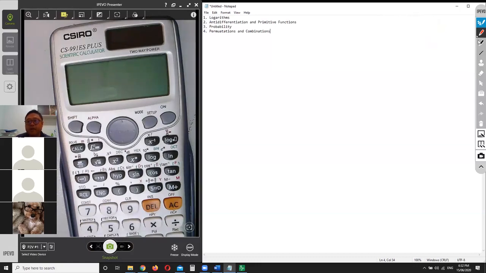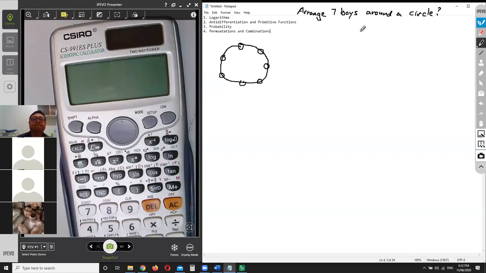Another type of permutation that's quite common is circles. Instead of arranging things in a line, we're going to arrange things in a circle. So 1, 2, 3, 4, 5, 6, 7. How many ways can you arrange 7 boys around a circle? 7 factorial? Would that be 6 factorial?